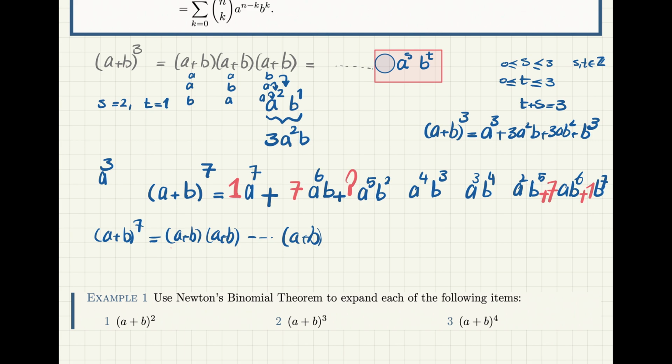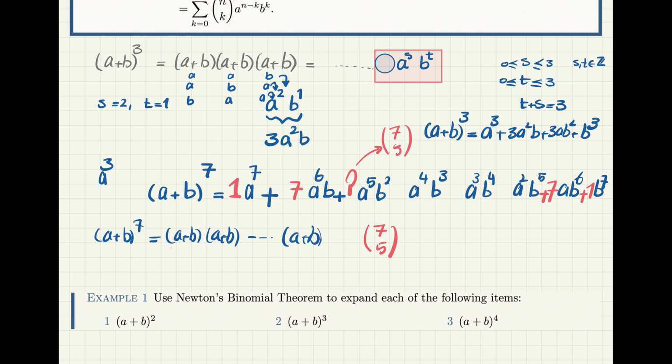7 choose 5. Yes, because I want to choose from how many things I have here. I have 7 of them, and this is a combination problem because the order doesn't matter, since A plus B times A plus B is the same. If I interchange these two, nothing will happen. So if I ask you in how many ways you can calculate that, you would say I will do it in this many ways: 7 choose 5. Is that okay for everyone? So the number here is just 7 choose 5.